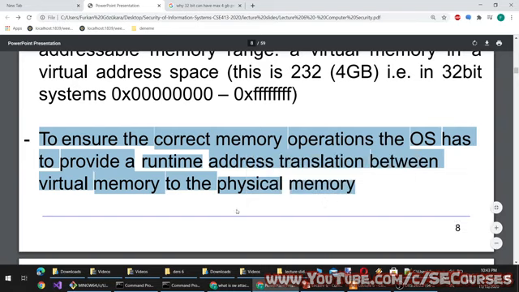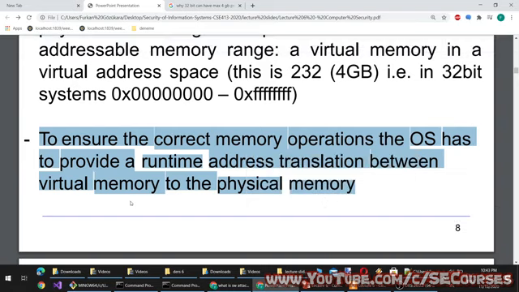To ensure the correct memory operations, the OS has to provide a runtime address translation between virtual memory and the physical memory.